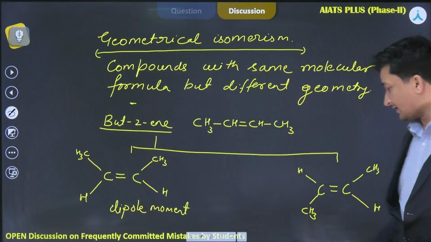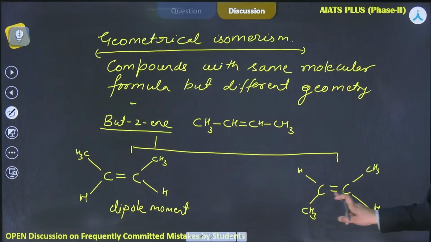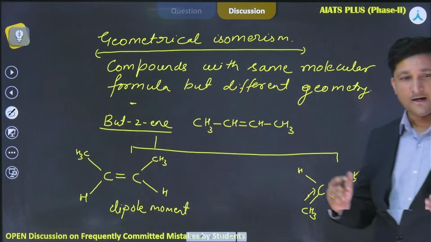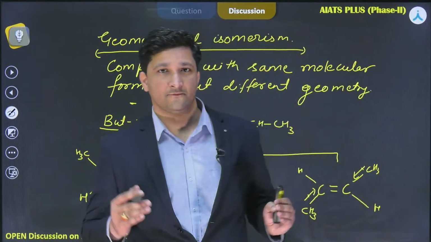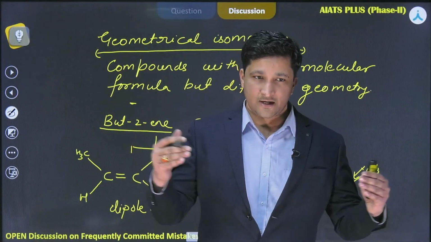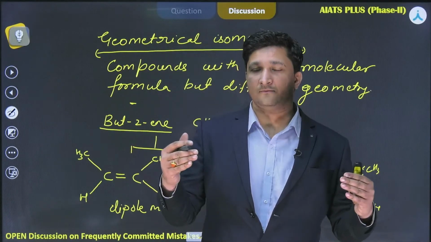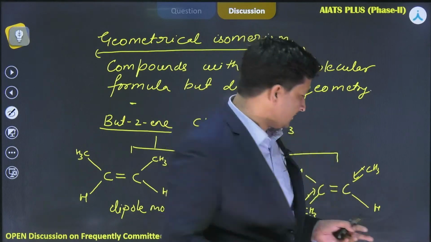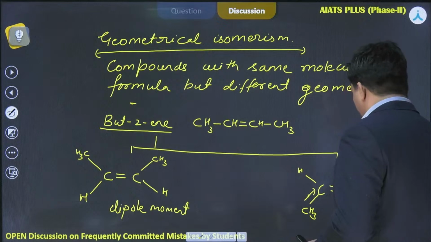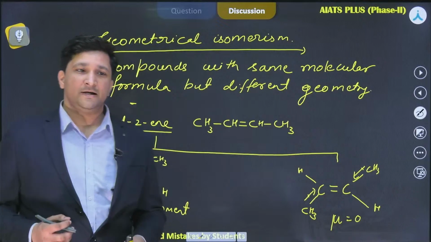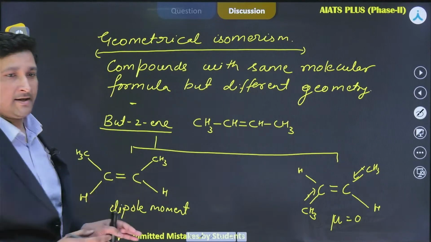But what will happen here? In the case of C double bond C with CH3 on opposite sides, you can see this type of electron donation is there. If you have a little idea about vectors, dipole moment is a vector quantity, and if they act at 180 degrees with the same force in opposing directions, they will nullify each other, and here mu becomes 0. So dipole moment is one of the properties in which these two compounds differ.